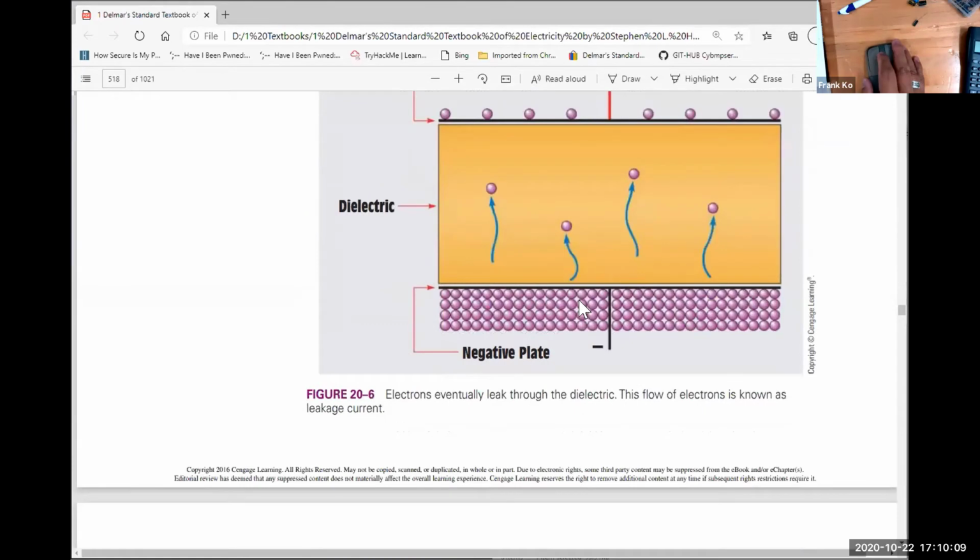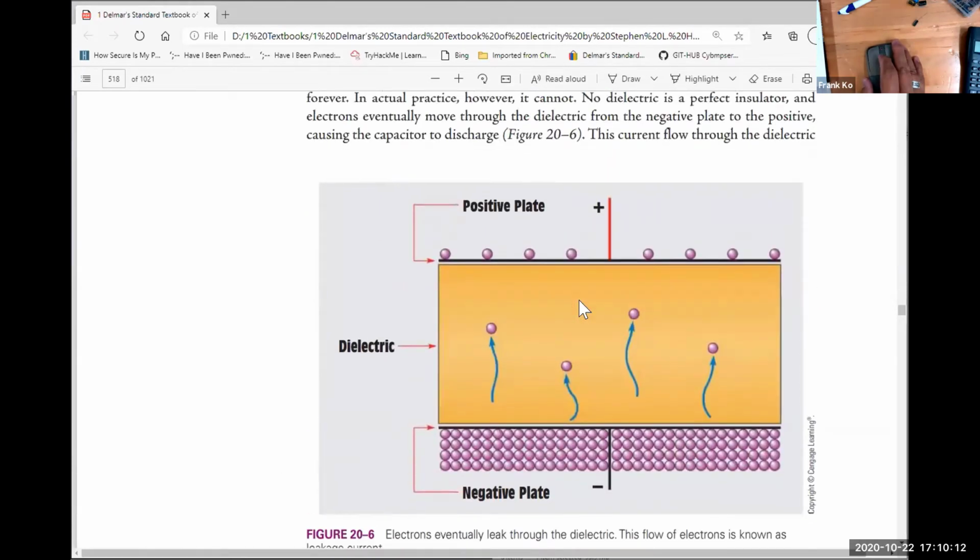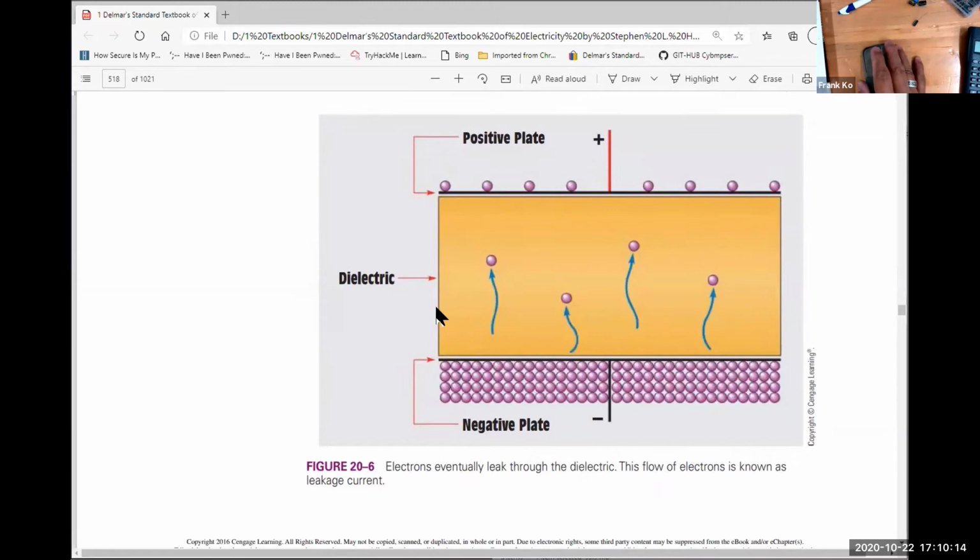Now, next illustration, this goes to show some migration of electrons through the dielectric. This is not a good thing because the dielectric is supposed to be an insulator, and the job of an insulator is to block electricity. Well, if I have any kind of migration of electrons from here where they're abundant to this side where they're deficient, then that's called a what? Leaky capacitor.